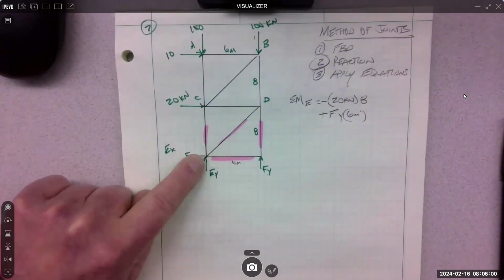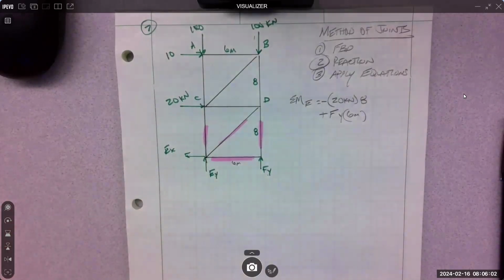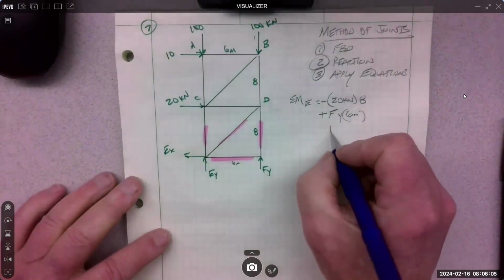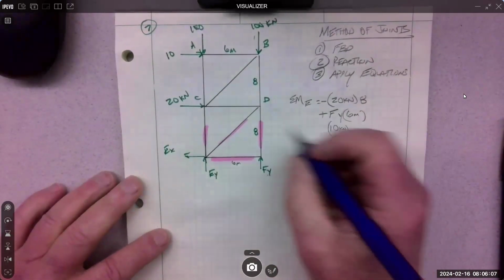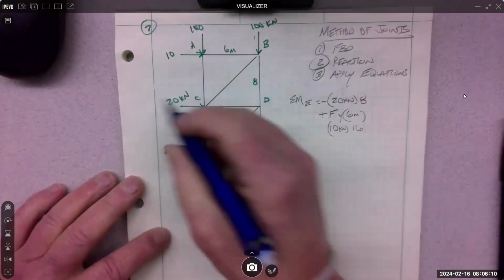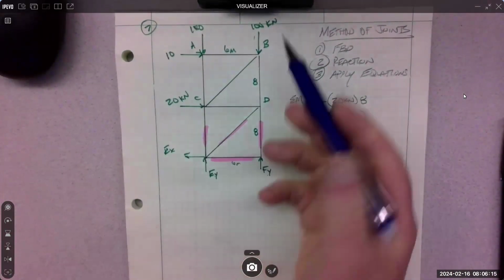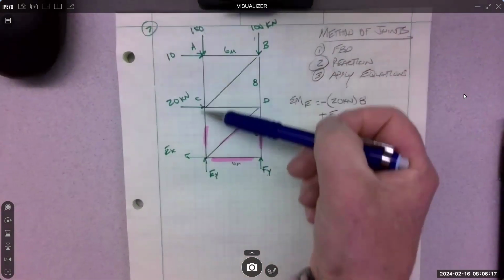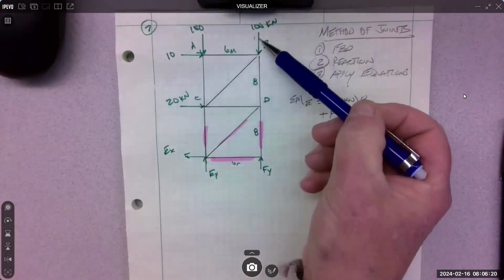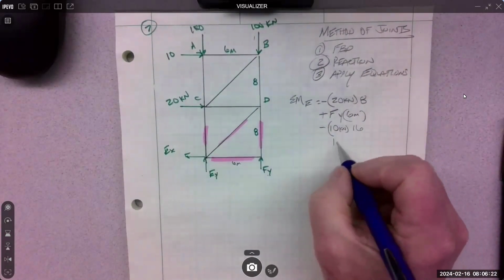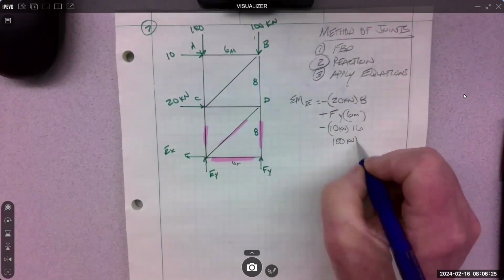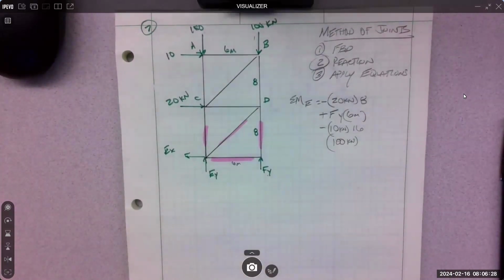What else creates moment about E? 10 times 8, and 8 is 16, and rotation is negative. I heard all that. What about this 100? No, it goes right through the point, drops out. What about this 100? Oh, shoot. See, I wasn't taking into consideration the rest of them. You have to do all forces. When you're doing a moment about a point, the truss is still intact. We've not taken the thing apart. You have to do every force.